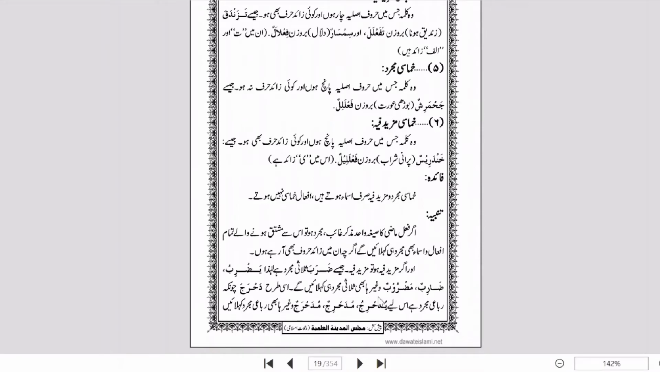And if the above mentioned Sigha is Mazid Fi, then the words formed from it will also be Mazid Fi. Like Dahraja is Rubaai Mujarrad. So Yudahriju, Mudahrijun, Mudahrajun, these will all also be the same, Rubaai Mujarrad.